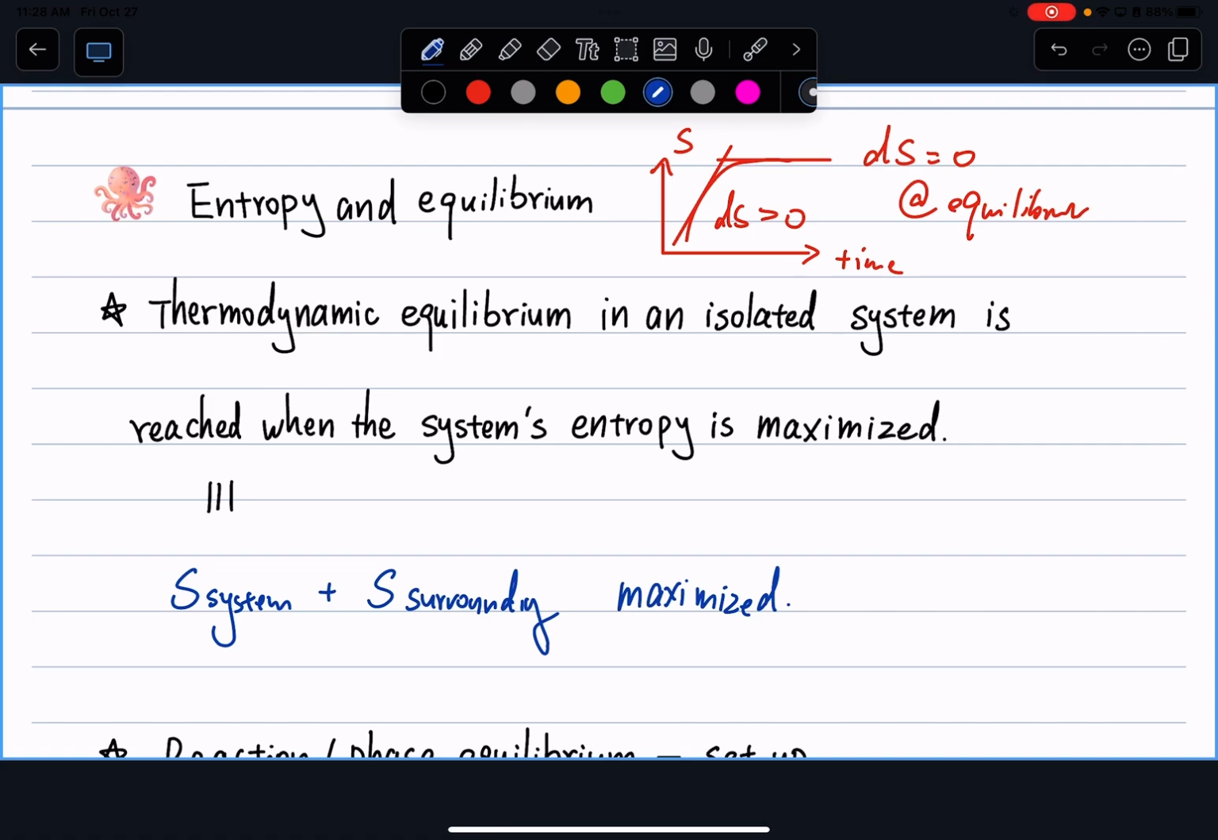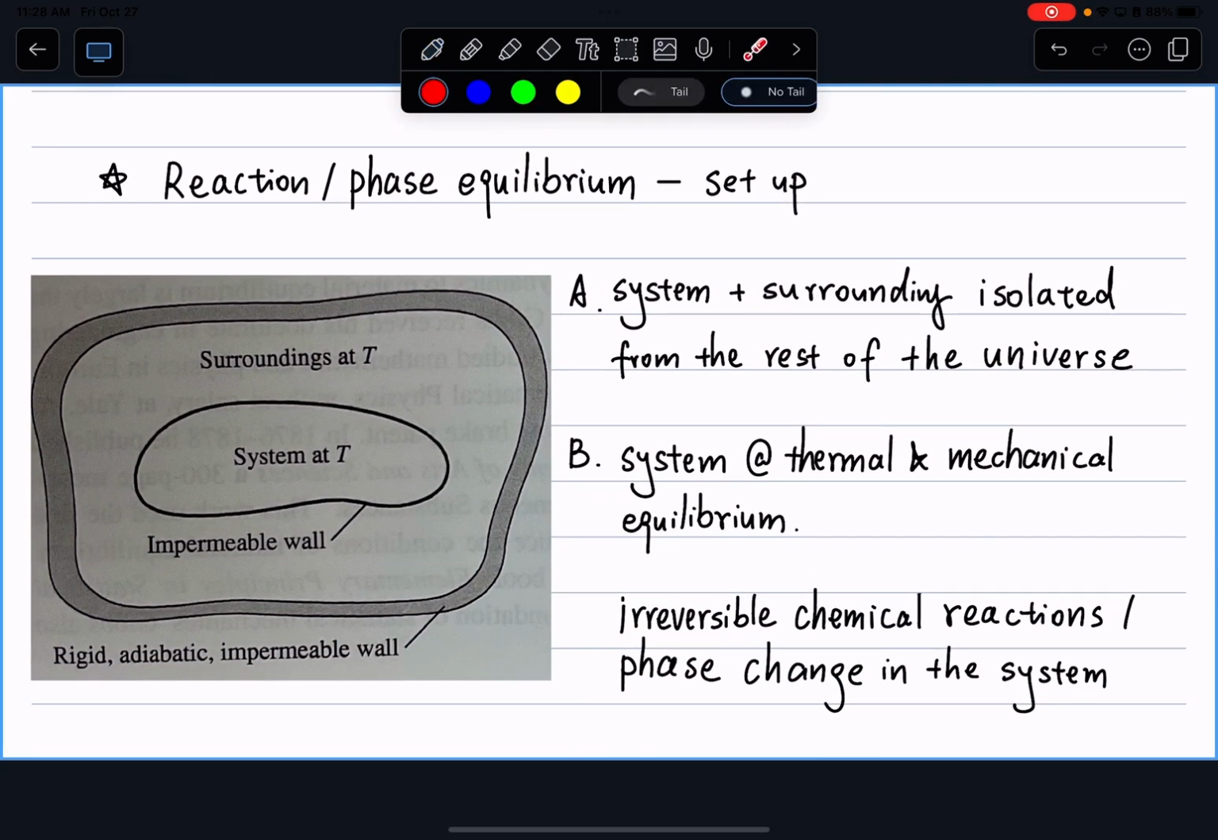Now let's set up a mental scenario in your head. First of all, your system and surrounding are isolated from the rest of the universe, covered by a rigid, adiabatic, impermeable wall. So that's your system, that's your surrounding. Your system and surrounding are in thermal and mechanical equilibrium with each other, which basically means heat exchange and mechanical equilibrium have been reached.